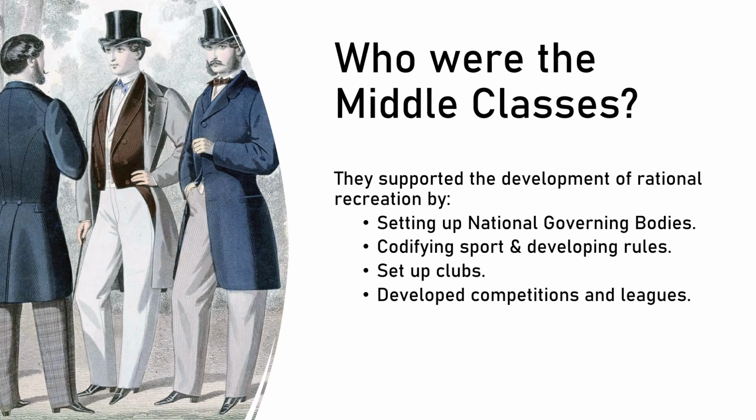So the middle classes supported the development of rational recreation by setting up the national governing bodies, things like the FA. They codified the sport and wrote down the rules. They set up clubs and they developed competitions and leagues.